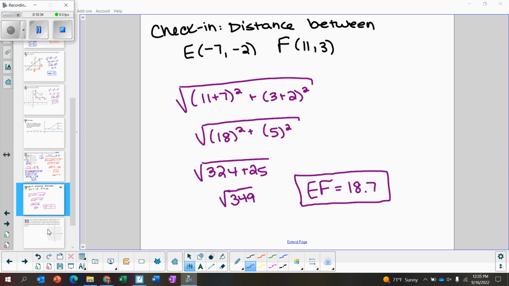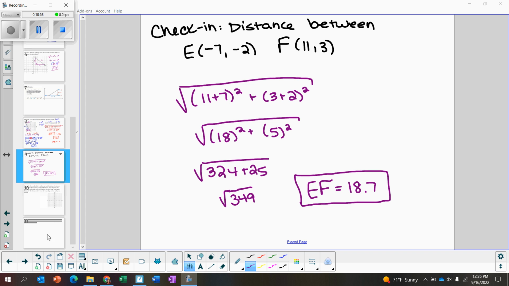All right, let's check our answer here. So we use 11 minus -7, which turns into 11 plus 7. We have 3 minus -2, which turns into 3 plus 2. So now I have 18 squared plus 5 squared. I end up with a square root of 349, and that means EF equals 18.7.